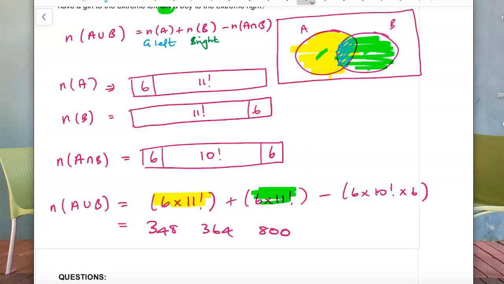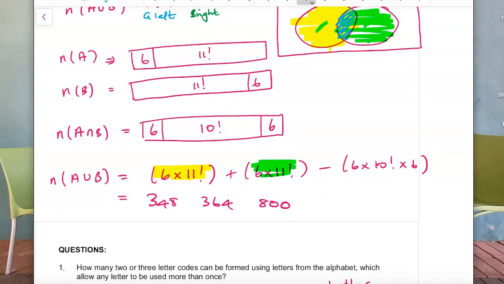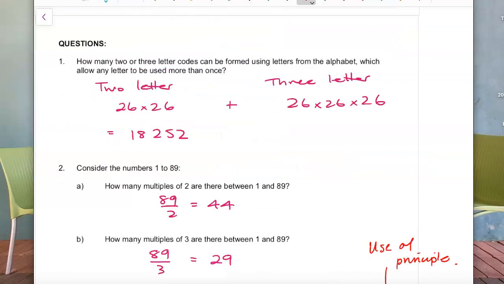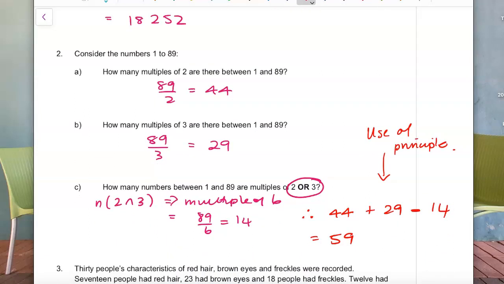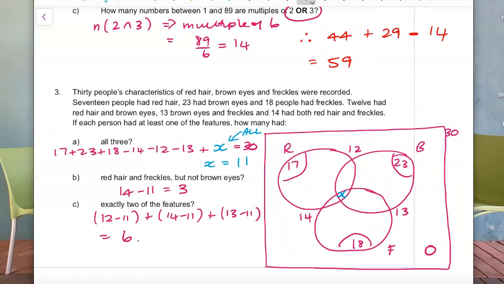So now what I'd like you to do is have a go at the following 4 questions that you'll find on the next page. So pause the video, have a go at them all, and then come back and check your answers. And then we'll discuss these in our next lesson. Just 3 questions to check.